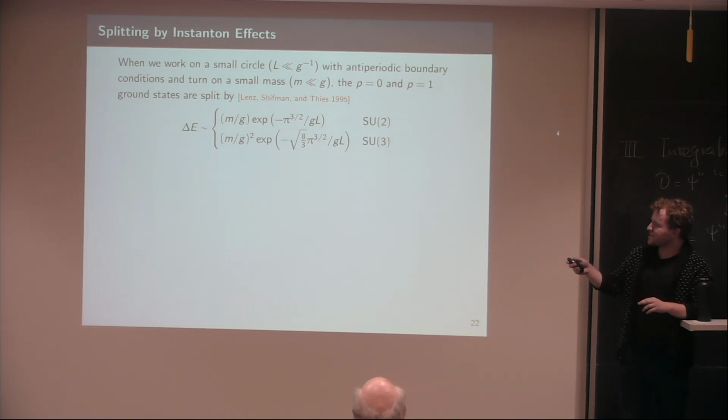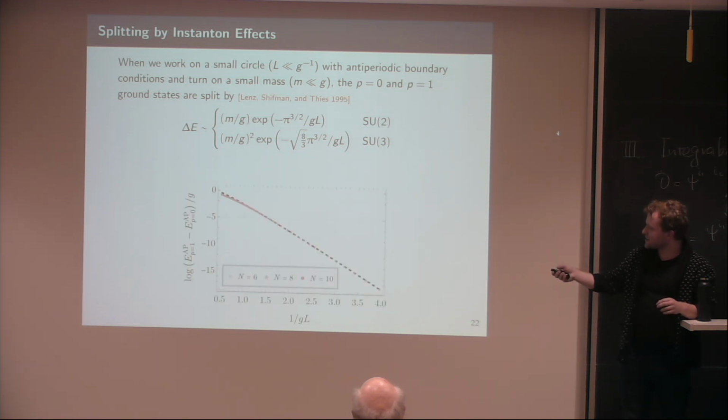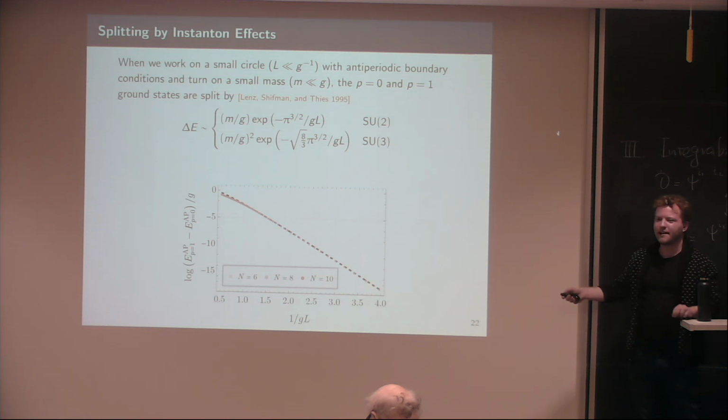You might worry that the super small splitting is going to be hard to see numerically. I certainly worried this. Turns out, no reason to worry. If you just run this lattice, here's a log of that energy difference as a function of 1 over the circle length. We see a beautiful exponential scaling with exactly the slope that Misha and friends predicted back in the 90s. So 30 years later, we can actually do the computation and see it. This is for SU(2).